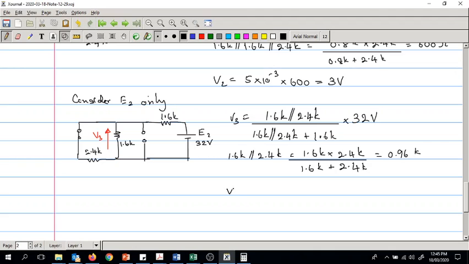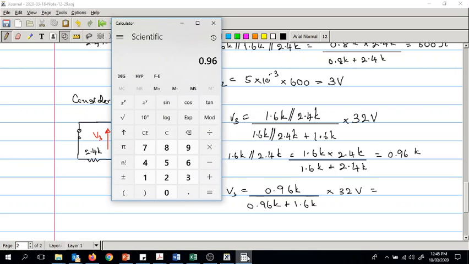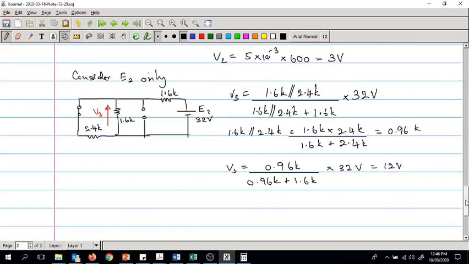Now V3 becomes 0.96k divided by 0.96k plus 1.6k into 32 volts, which is 0.96 into 32 divided by 0.96 plus 1.6, which is 12 volts.